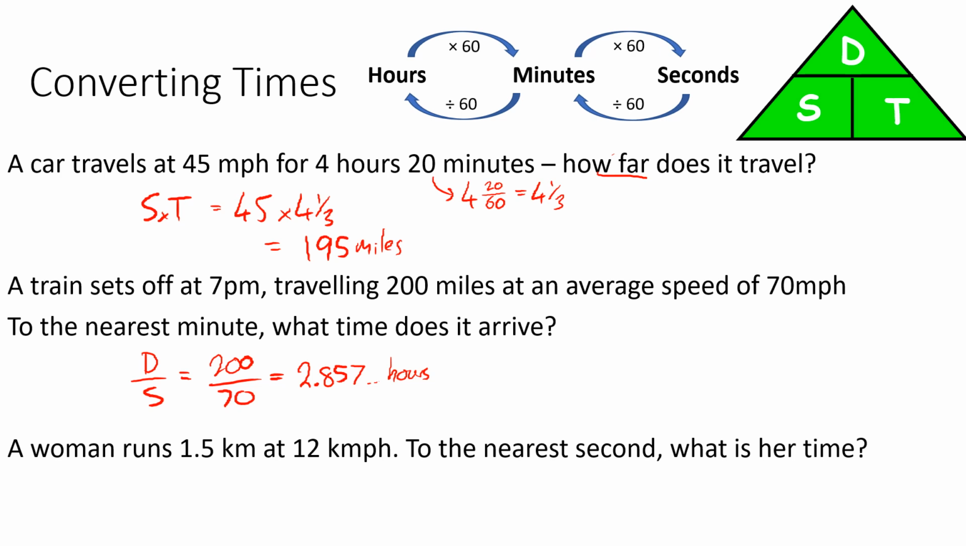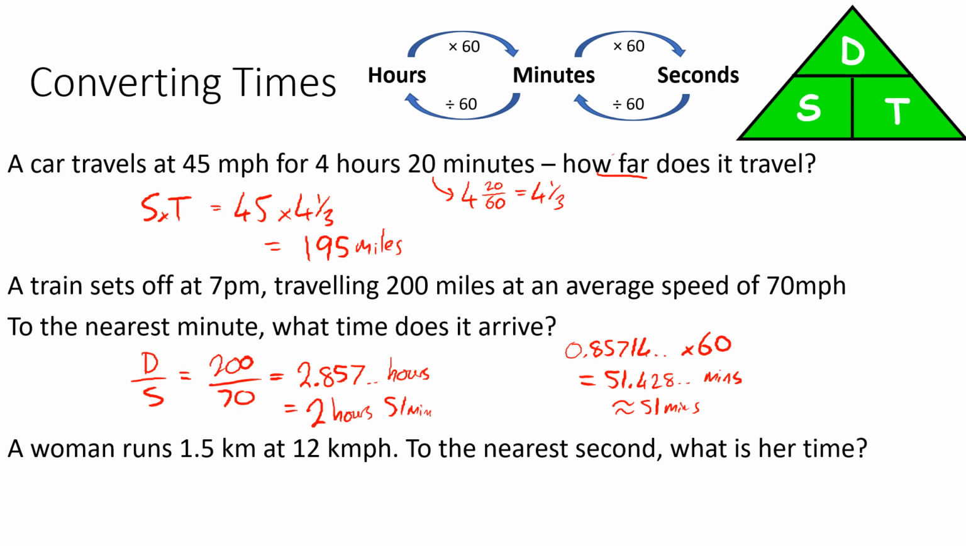Now we want to change this to minutes. So obviously it's going to be 2 hours and something. So I'd recommend just taking the decimal part of that, the 0.857142, etc. Times that up by 60, and you'll change it into minutes. That will give us 51.428 minutes, which, as it says to the nearest minute, we can round to 51 minutes. So overall, this journey is going to take us 2 hours and 51 minutes.